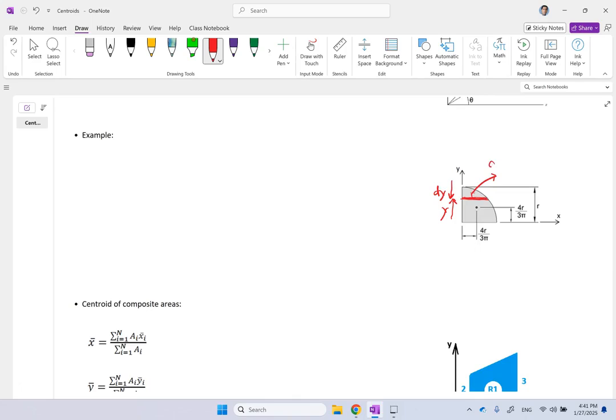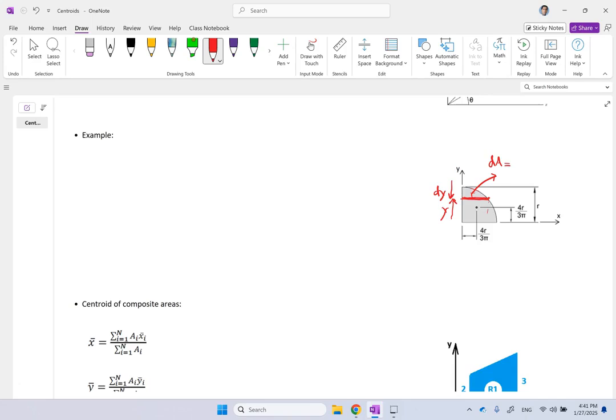And what is this dA, if I ask you? Well, that's the width of it times dy. And what is the width of it? On the left side, x of it is 0. On the right side, x of it is variable. It moves on this arc. So it's whatever the x of the right side is minus x of left, which is 0, times dy. So it's the x of this point.